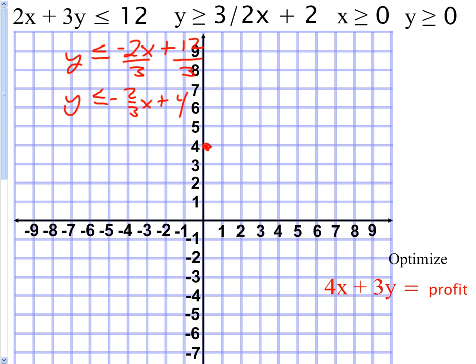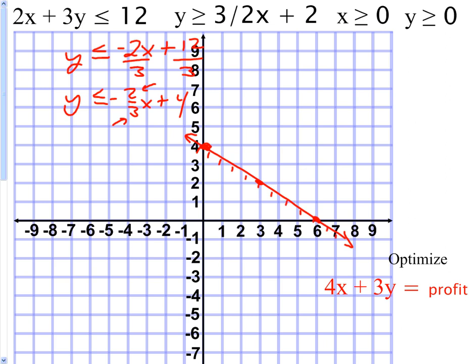Okay, so we got it solved. This first equation is solved for y. Now I'm going to graph it. I start at the y-intercept of 4, and then I do this. That's the rise, that's the run. So it's down 2 over 3, down 2 over 3. There we go. And then it's supposed to be less than that, so I shade just underneath that.